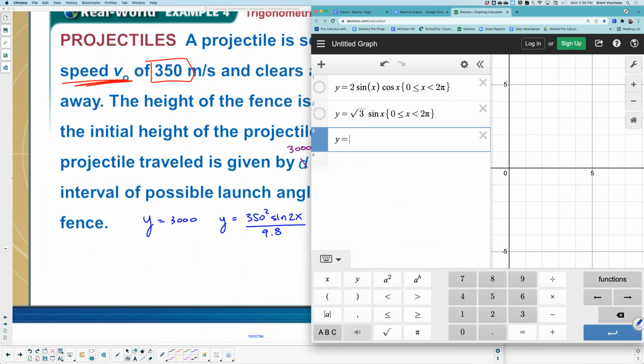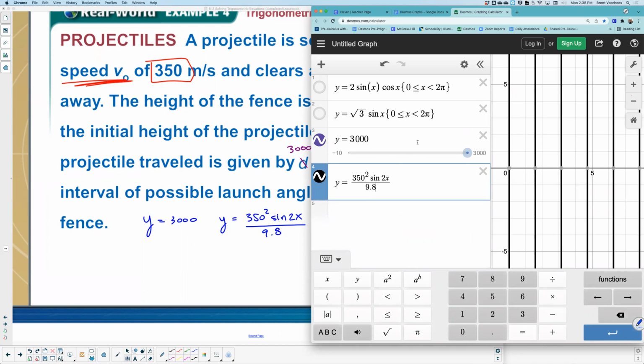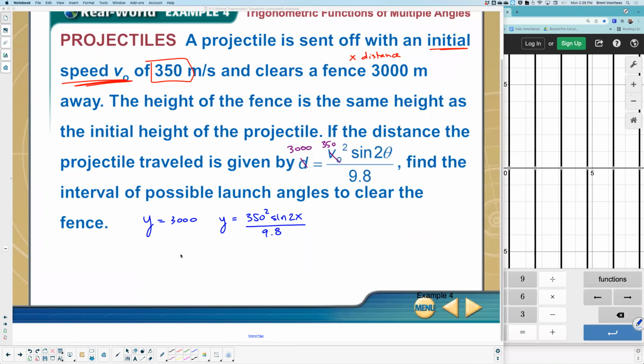Y equals 3,000 and y equals 350 squared sine 2x divided by 9.8. Now, this problem is different. Is this problem in radians or degrees? It's real world. So what I want you to think about is radians sounds like the word radius.